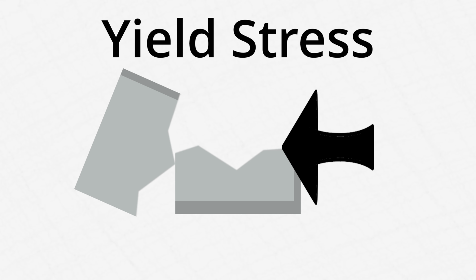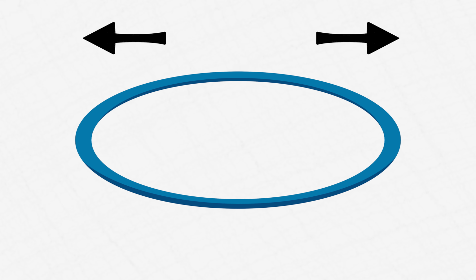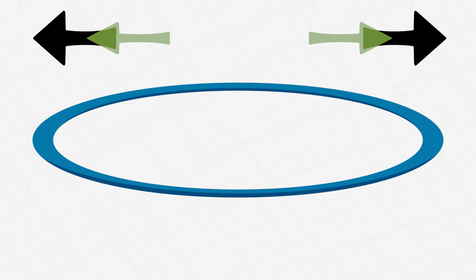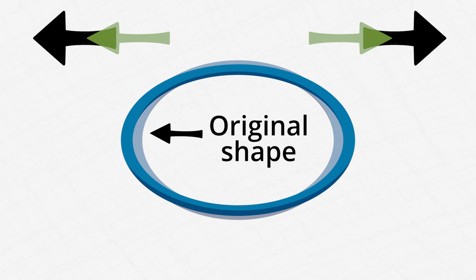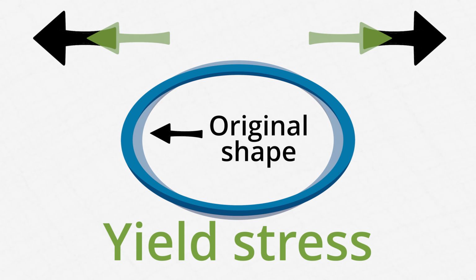Every material has a specific amount of stress that it can handle before it permanently changes, and that's called the yield stress. Think about this. When you pull a hair tie, it stretches. When you let go, it goes back to its original shape. However, if you pull too far and go past a certain point and then let go, it won't go back to its exact original shape. That's because you passed the yield stress.